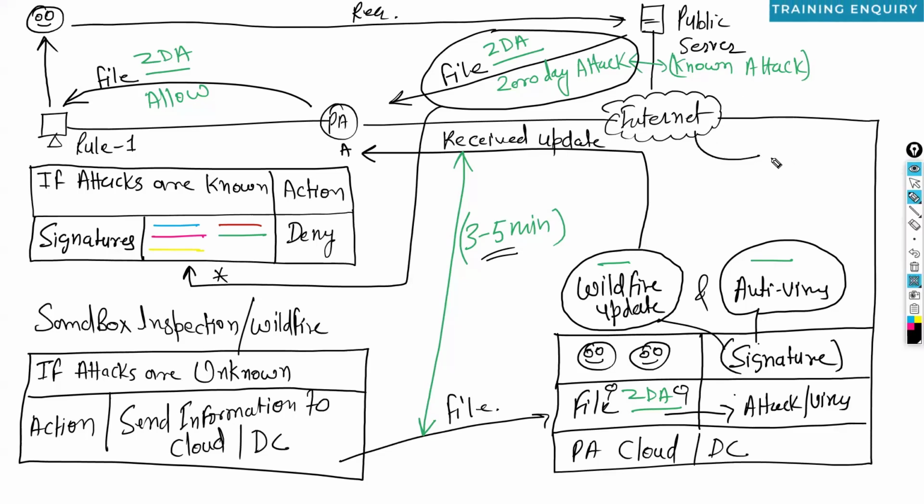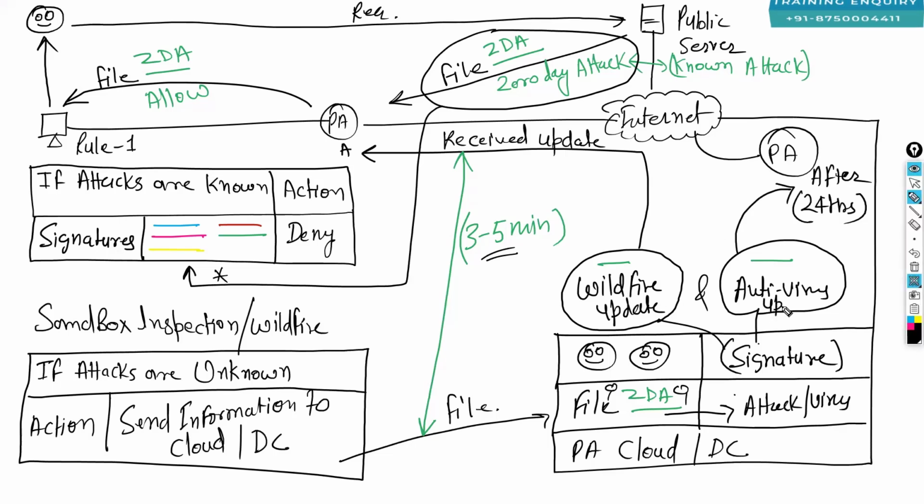For example, if we have a Palo Alto Firewall without WildFire, that firewall will receive the same signature update as an antivirus update after 24 hours. So what is the difference between a WildFire update and an antivirus update? You receive the WildFire update within 3 to 5 minutes, but the same update you receive as an antivirus update if you don't have a WildFire subscription.